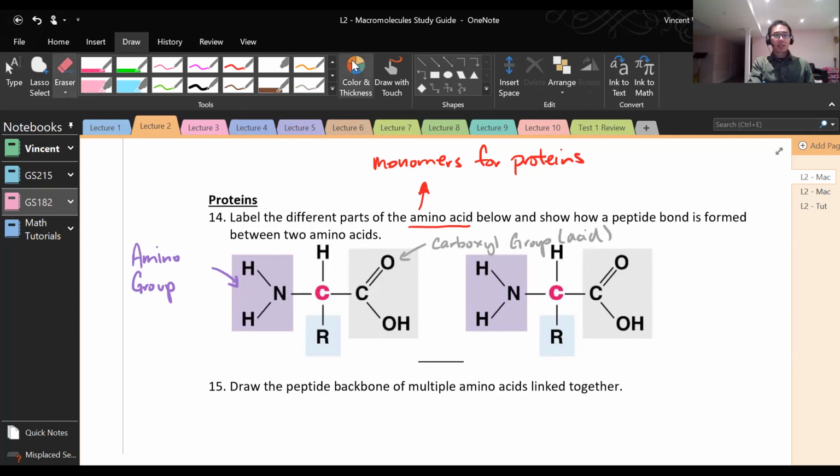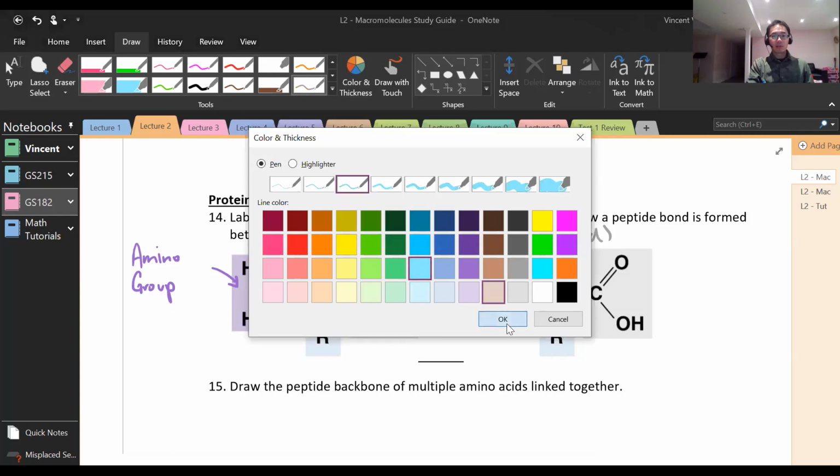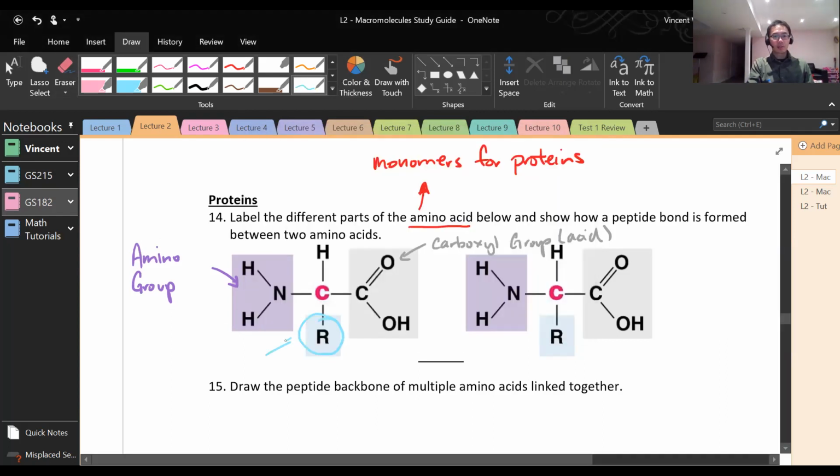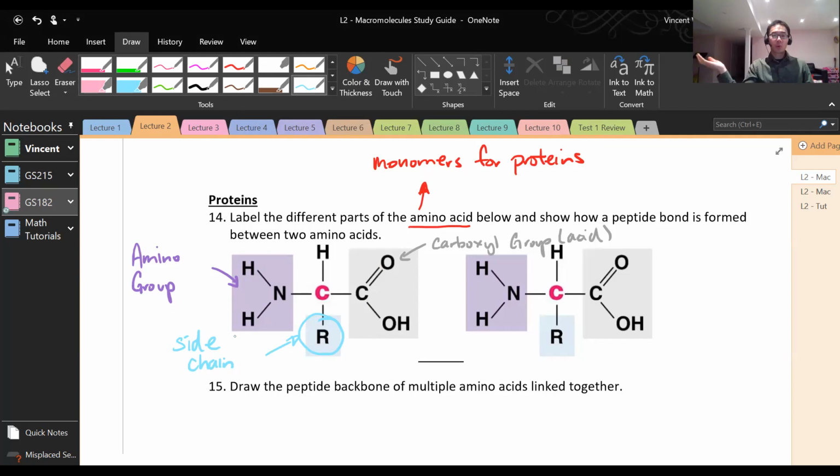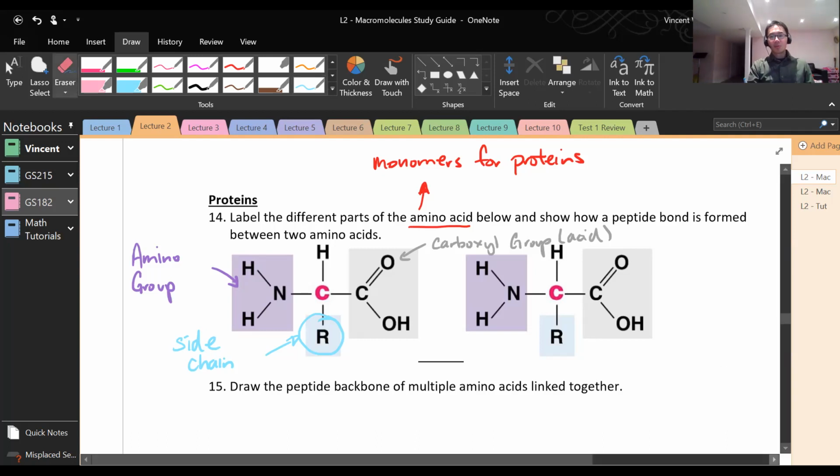So all of them are going to look like this. And what distinguishes them, what makes one differ from the other is this R group here. This is called a side chain. The side chains are going to be unique for each amino acid. There are 20 different amino acids, so all 20 of them would have a different side chain. Some of them are acidic, some of them are basic, some are positively charged, some are negatively charged, right? Many different properties.